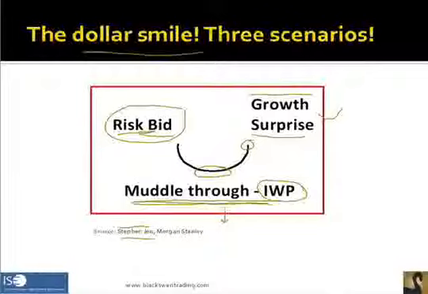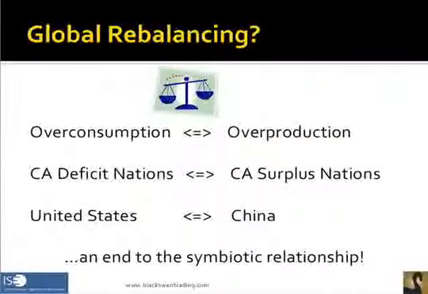losing its reserve currency status into play. So those are basically the four scenarios based on this dollar smile, and let's get started with it. The major real driver that we see in the market, which can lead to a risk bid scenario, or ultimately in the long run can be beneficial to the global economy, is the idea of global rebalancing.